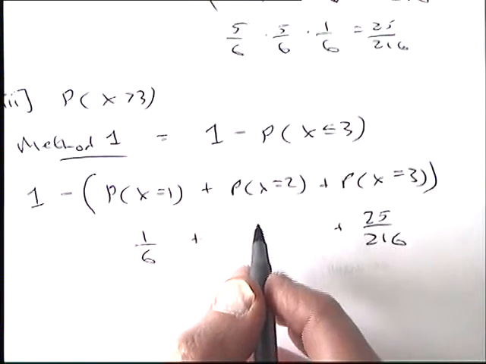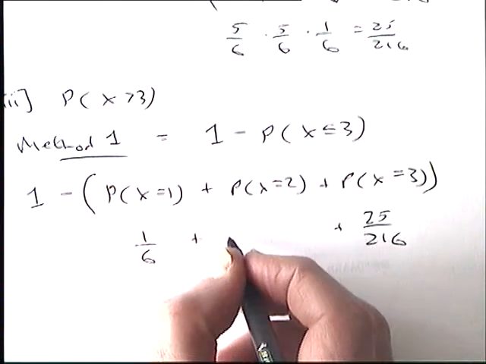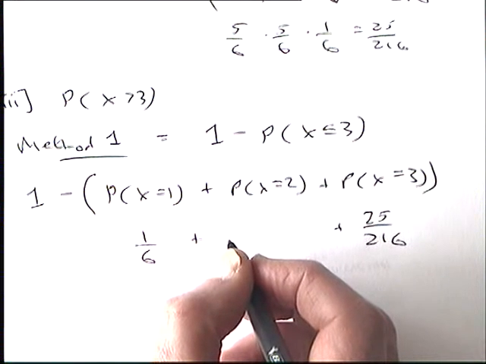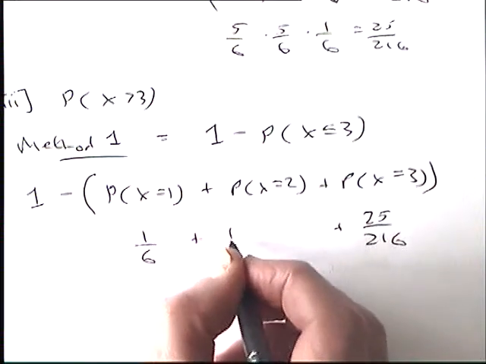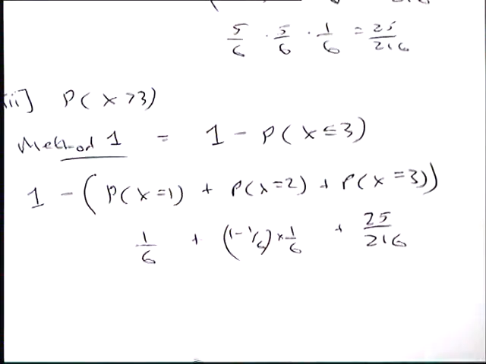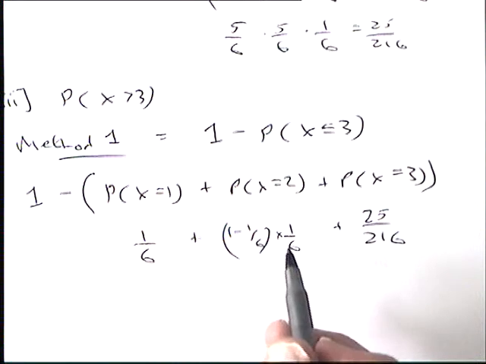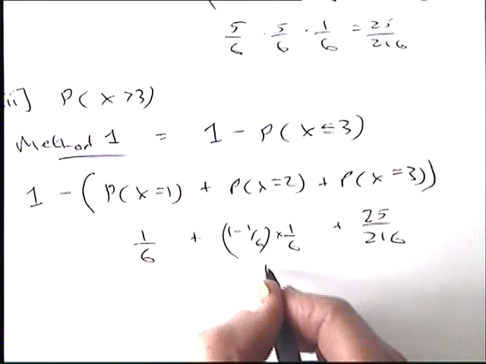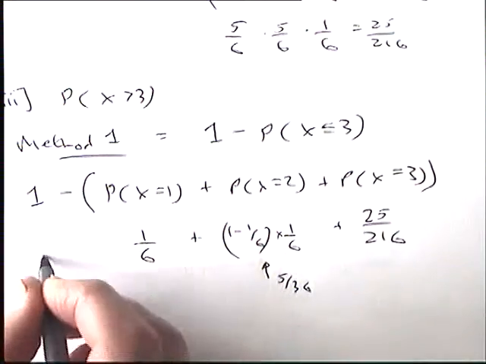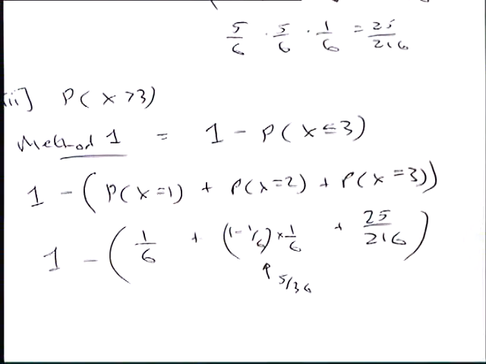Getting a 6 for the first time on the second go, can anybody just tell me what calculation I would write down for that? Maybe somebody who I haven't heard from so far? 1 minus 6 to the power of 1 times 1/6. Yes, okay. Failure and success. Okay. 5/6 times by 1/6, what would that be? 36. Yeah, that would be 5/36 in there. So I need to do a 1 minus that lot.